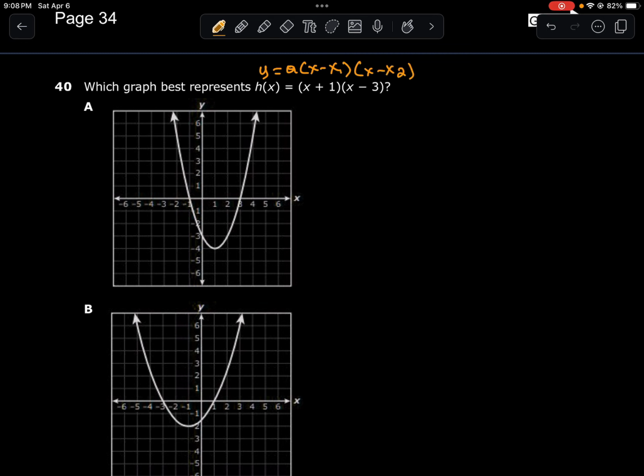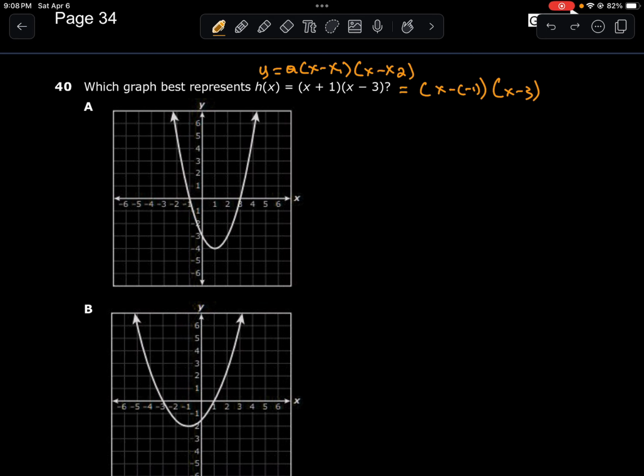A is the a of the standard form, ax squared plus bx plus c. x1 and x2 are the two x-intercepts. Just by comparing, I see that x minus something looks good. This doesn't look good because it is x plus, so I'm going to rewrite this as x minus negative 1, x minus 3. If I compare, I see that x2 is 3. x2 is whatever is after the negative. After the negative is 3.